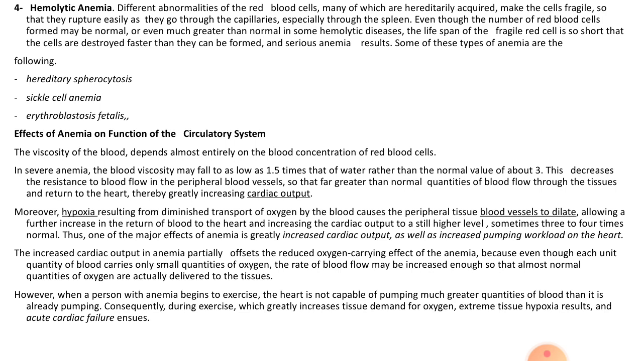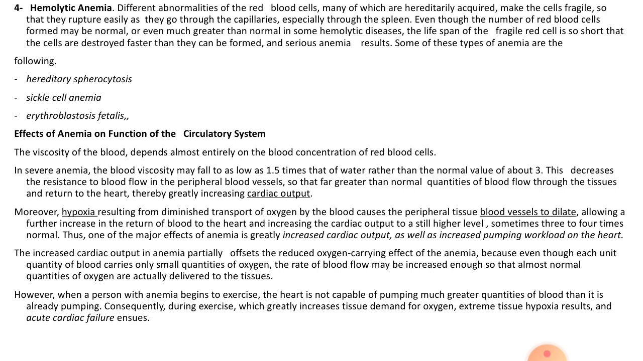The other type is erythroblastosis fetalis, and this type occurs in the infant who is Rh positive and whose mother is Rh negative. So the mother forms antibodies which pass through the placenta and reach the fetal circulation and cause destruction of the red blood cells of the fetus. The end result is hemolytic anemia.